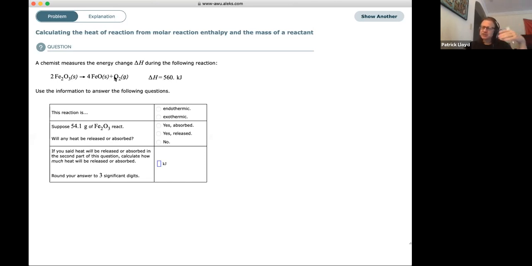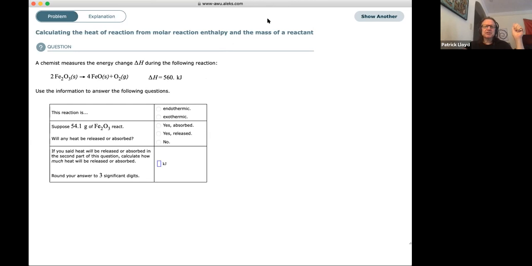So see how, just like we did back in chapter 3, we're using these coefficients as moles so that we can have mole ratios, okay? That's often why they want to put kilojoules per mole, to indicate that this 560 is the amount that you would get, 560 kilojoules, if it were not 2 molecules, but 2 moles of Fe2O3. So that's why they'll put per mole there sometimes, okay? All right, so let's take a look at this one.